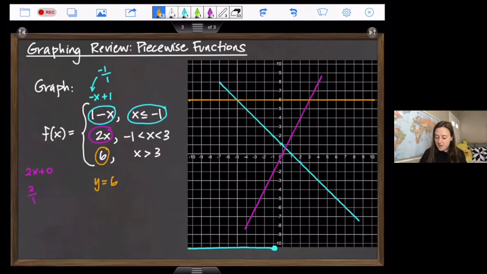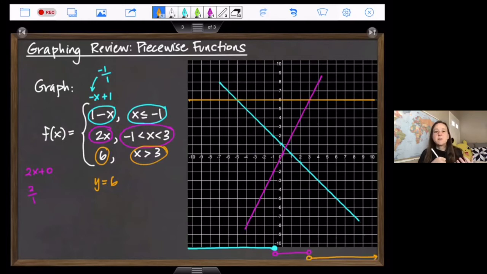All right, next up is our pink graph. We only want 2x if x is between negative 1 and 3, but not equal to either one. So in between negative 1 and 3 with open circles at either end. We're going to say open circle here and then up to 1, 2, 3, open circle at 3. And then our orange graph, y equals 6. We only want that one if x is bigger than 3. So we're going to say, okay, bigger than but not equal to. So another open circle, and bigger than 3 means forever in the other direction.